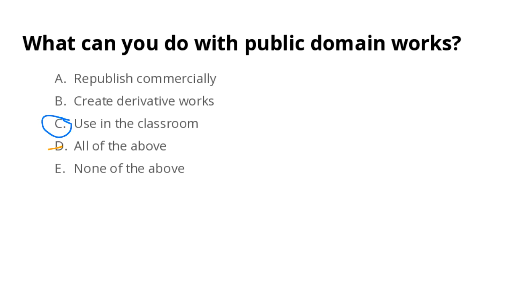All right, we've got C and D. So C is correct, but so is B and A. So it is all of the above. There are no restrictions to what you can do with a public domain work. And I think the one that people tend to get hung up on is that idea of republishing something commercially.